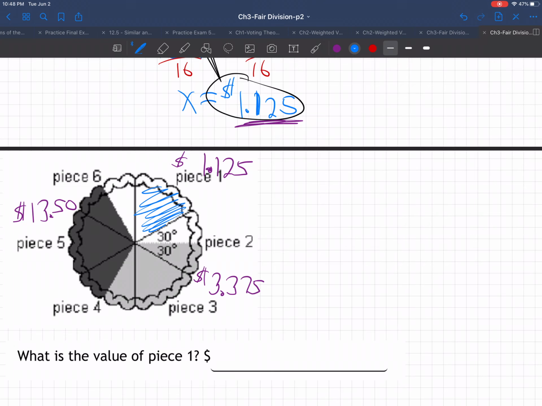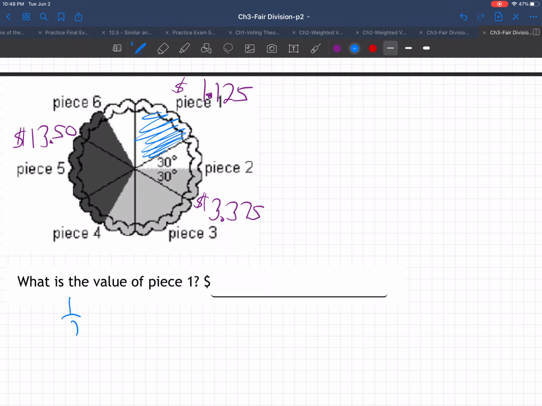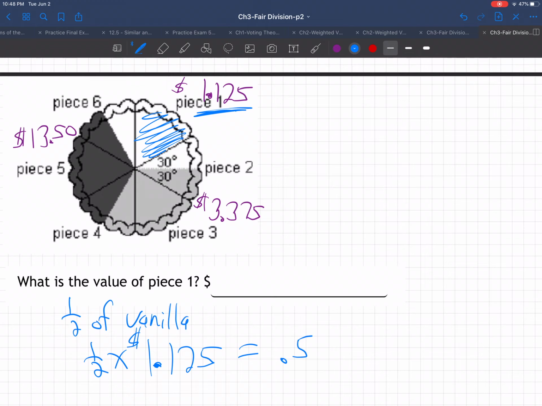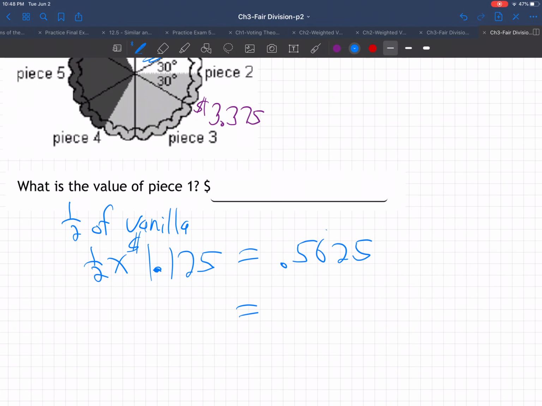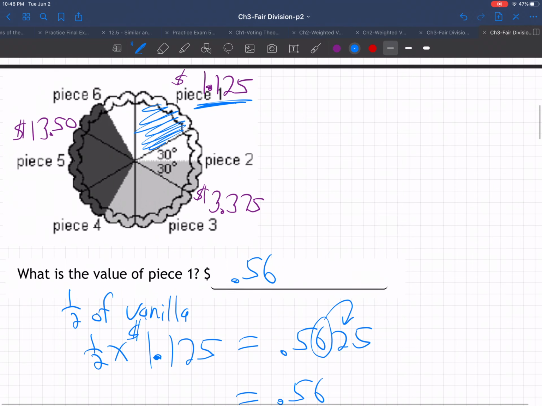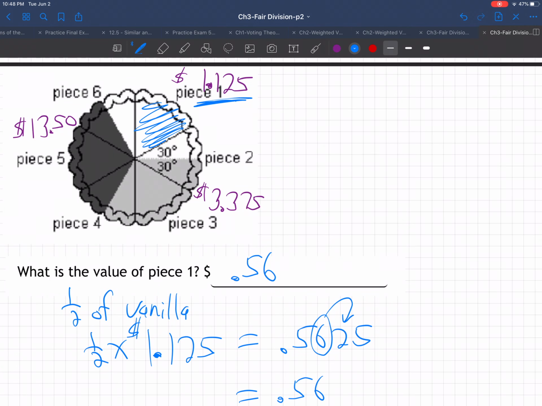Here's piece number 1. Piece number 1 is clearly half of the vanilla. So that's half times the whole vanilla chunk, which is $1.125. So half of that, I'm getting 0.5625. Now we need to round to the nearest penny. Here's the cent. You look 1 to the right, it's under 5, so it just rounds off to 56 cents. So piece 1 would be worth 56 cents to Wendy.